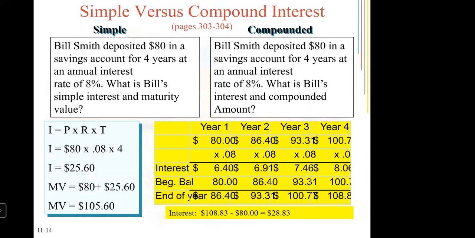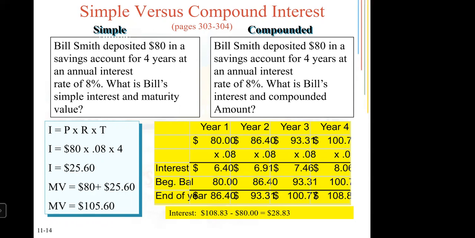So here now we are looking at a comparison of compound interest and simple interest calculation. We have the same scenario in both of these questions, where this person deposited $80 in a savings account for 4 years, and they have an annual interest rate of 8%. What is Bill's simple interest and maturity value? And this other one says, what is Bill's interest and compounded amount?